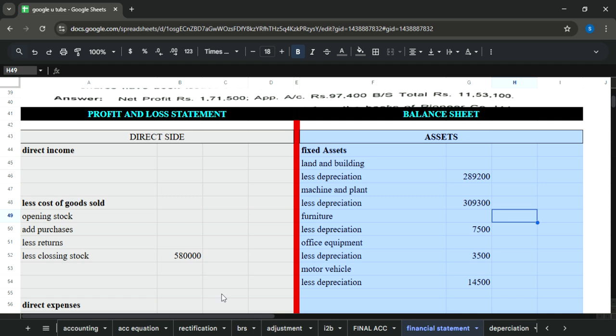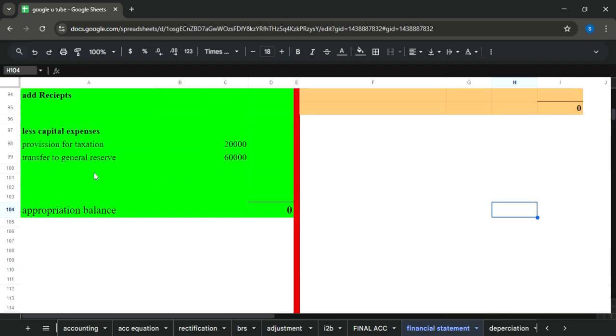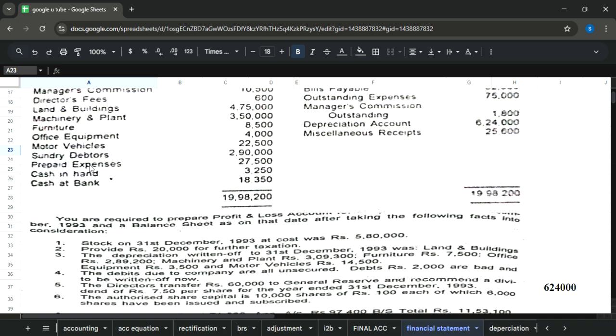A dividend of rupees 7.5 per share. Dividend is also part of the appropriation side. Over here, first we will mention dividend, but we need to calculate, and it is said that 7.5 for each share. Now how many shares are present? We'll have to see. At number 6, you can see authorized share capital 10,000 shares. 6,000 shares have been issued and subscribed. We are not related to authorized because it's nominal capital. Actual capital is issued and subscribed. The number of shares is 6,000.